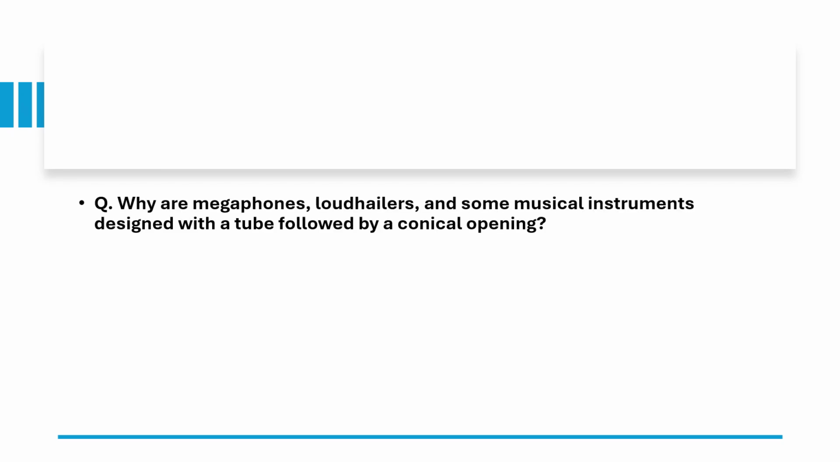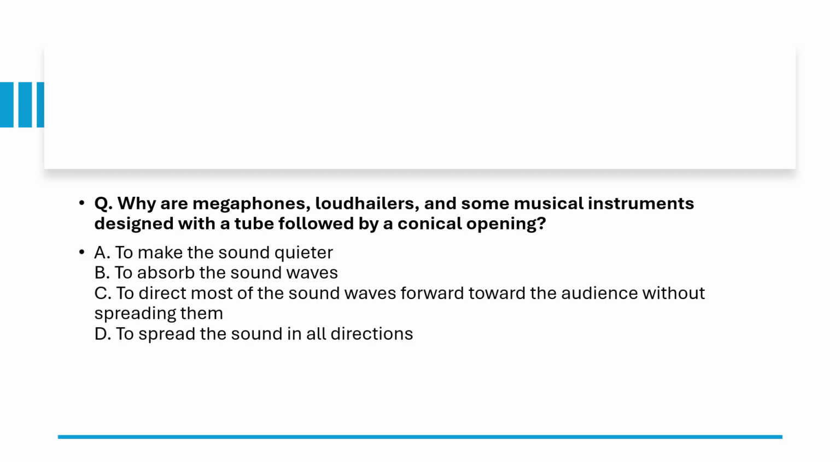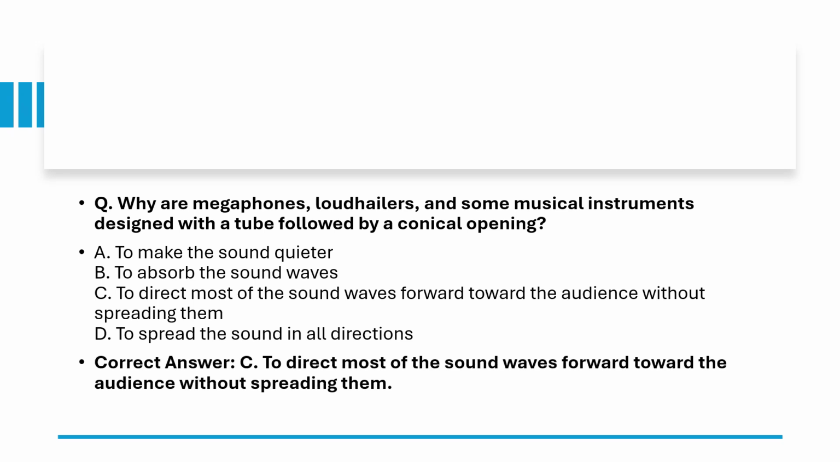Why are megaphones, loud hailers, and some musical instruments designed with a tube followed by a conical opening? So here you are, the answer. The options are there. The correct answer is option C, to direct most of the sound waves forward toward the audience without spreading them. Option C is correct.